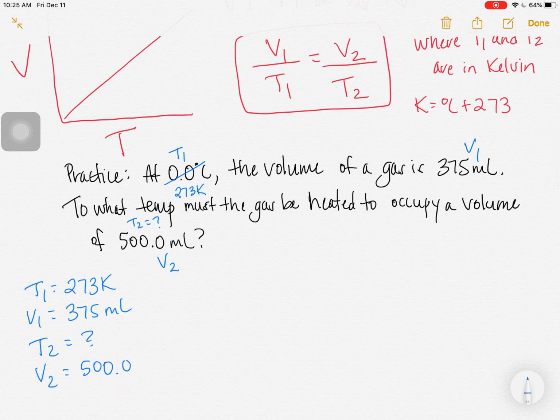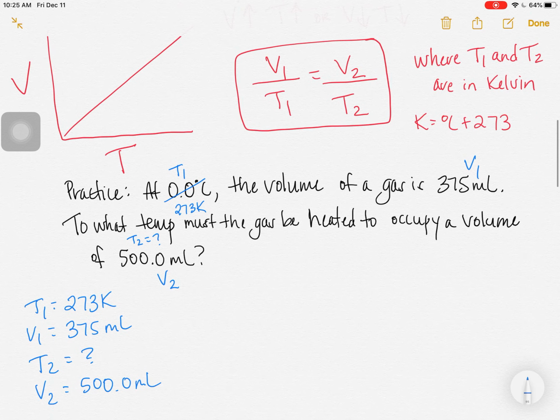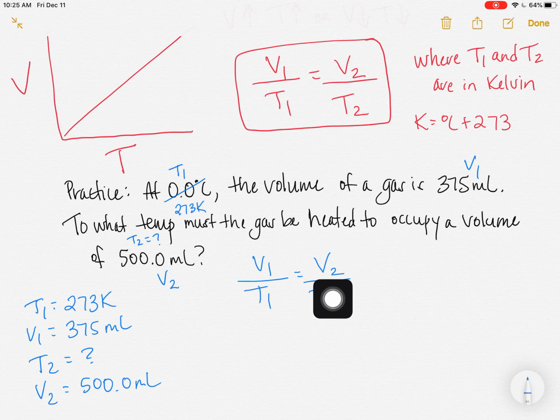T2 was my unknown. V2 was 500. All right, so let's go for it. Okay, so I did this one on purpose because this is where our algebra skills sometimes will get us.